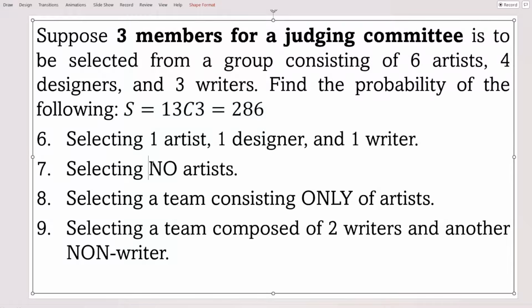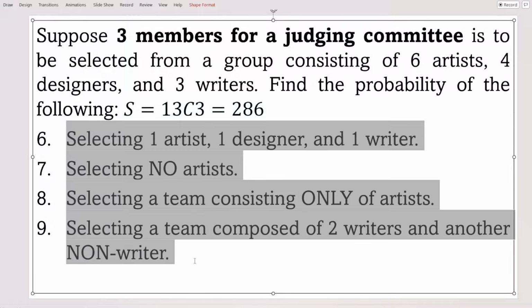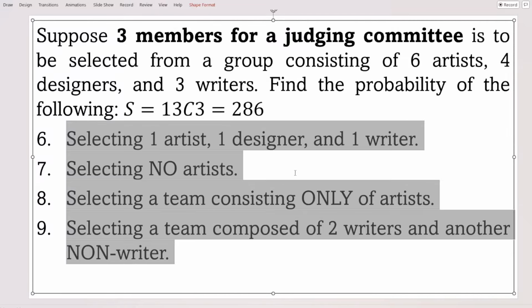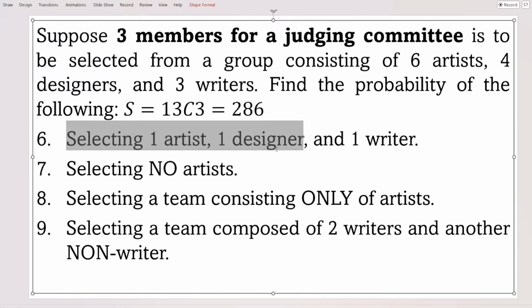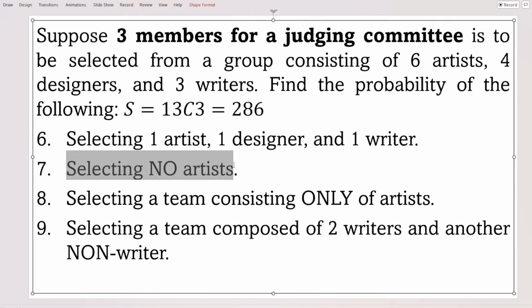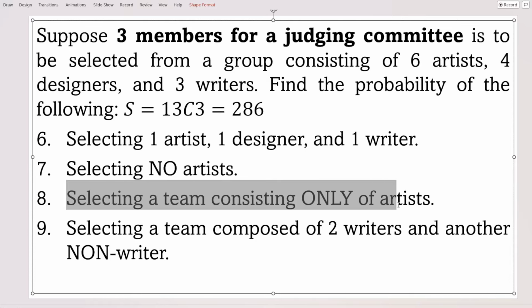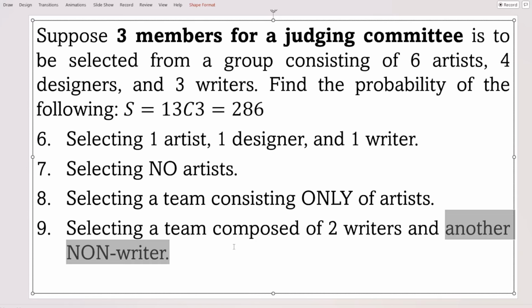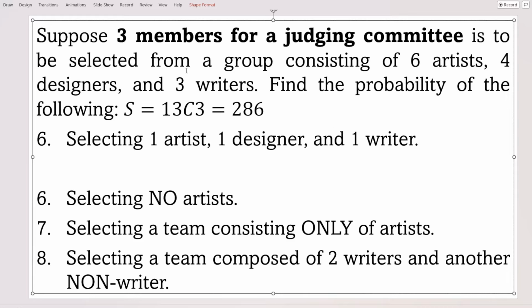Now, is every item filling in 3 members? Number 6, 3 members. Number 7, also 3 members. It just has a condition wherein no member can be an artist. Number 8, consisting only of artists. And number 9, 2 must be writers. And the last one must be a non-writer. So let's solve for number 6 first.